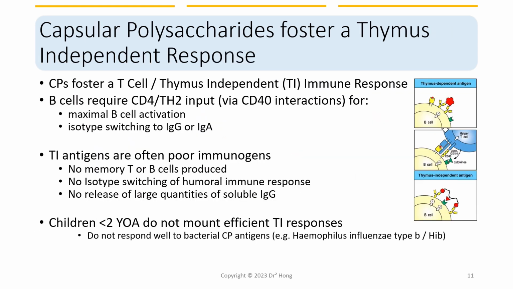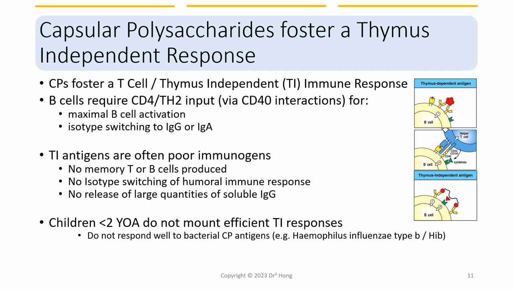Capsular polysaccharides also drive a thymus-independent response. Now remember, T cells normally only respond to processed proteins or small peptides, and not to sugars, carbohydrates, and polysaccharides. Now, T helper cells shown in the figure remind us that they are normally necessary for full B cell activation and maturation into plasma cells.